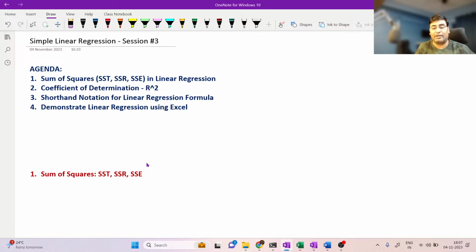It helps you understand how much of the variance in x is being explained by the target variable y. So, very, very important measure. Once we are done with that, we'll give a quick view of the shorthand notation for the linear regression formula, given that you have seen the formula for alpha and beta, and it is really lengthy. And then in the end, we'll demonstrate linear regression with real data using Excel. Make sense? Sounds interesting?